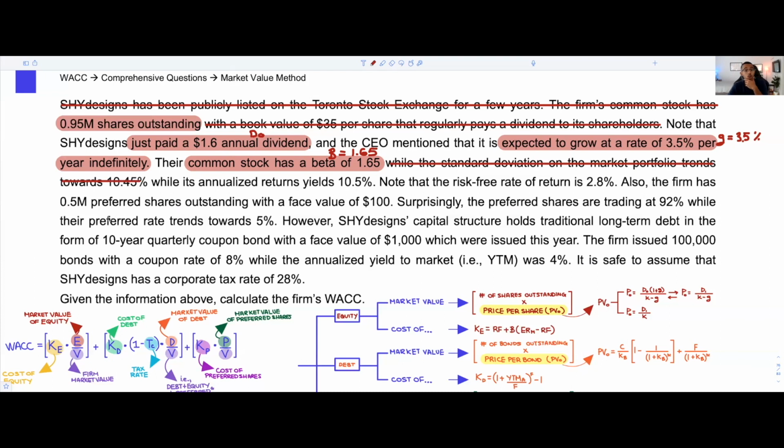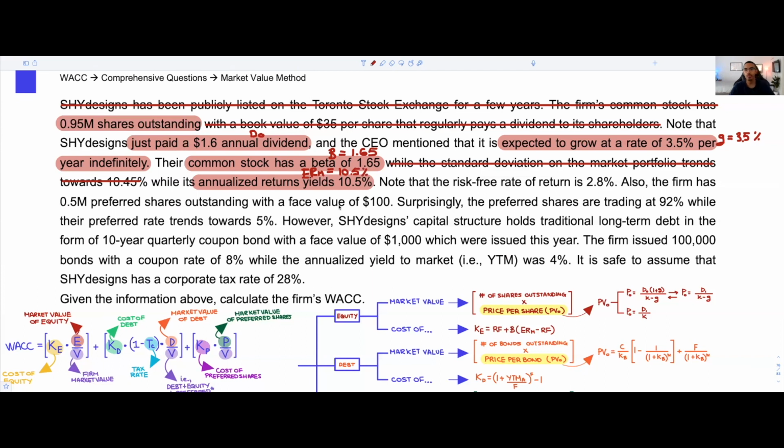However, they also let you know that the annualized returns on the market portfolio is 10.5%. That's important for us. The annualized returns of the market portfolio, all right, is 10.5%. And if we go back to our flow chart, hey, ERM's right there. We need that.